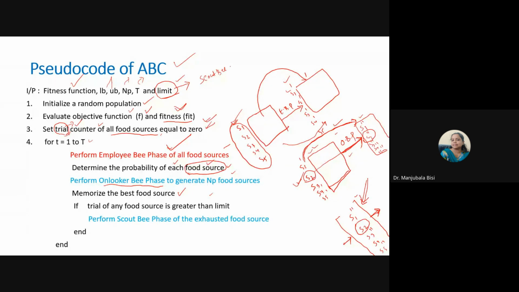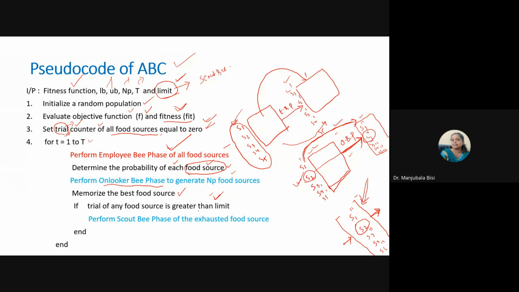After doing the onlooker B phase, we have to decide whether to go for the scout B phase or stop here. So how to determine? The condition is that we have two parameters here, limit and trial. If the trial of any food source is greater than the limit, that means we are getting more failures. We are trying to modify the solution, but we are getting more failures.